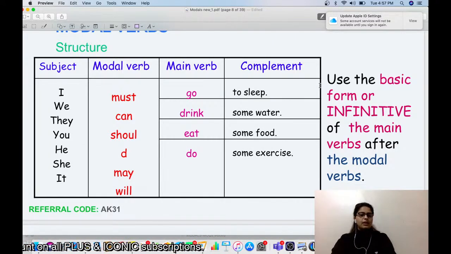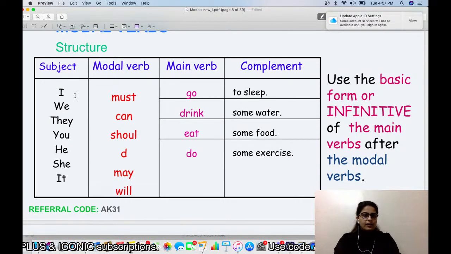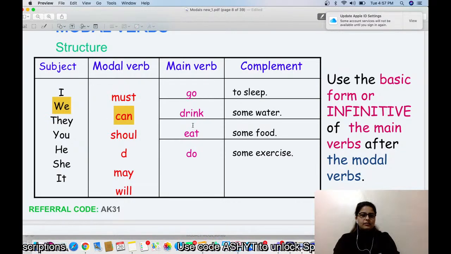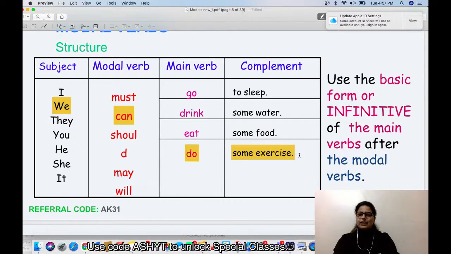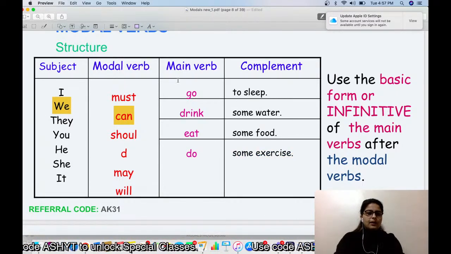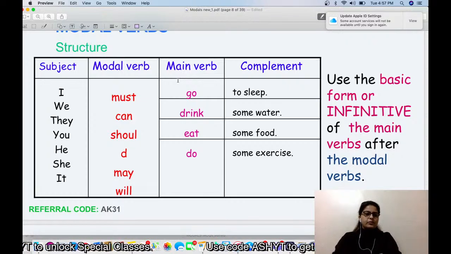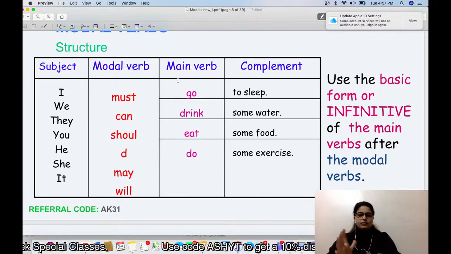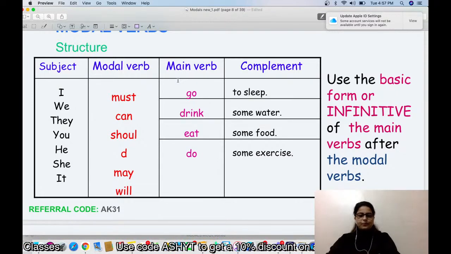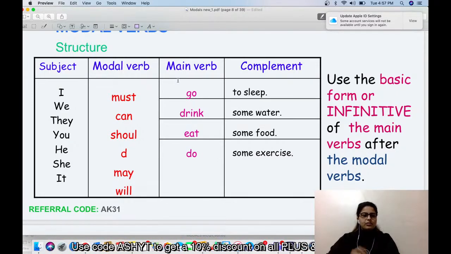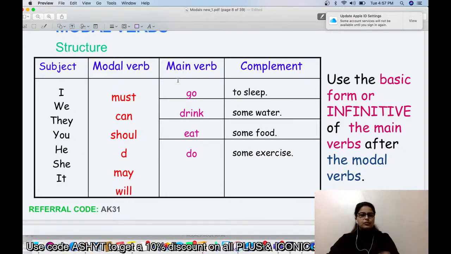And I have the main verb as well. Let's try and form some sentences here. Like you can see here, I can say we can do some exercise together, right? So randomly what I can do is we can pick up a subject, pick up a modal verb, and then form a complete sentence. Or else, can you form one? Anyone? Try and form one sentence and write in the chat box. Choose a subject, choose a modal verb, choose one main verb, and choose the complement.